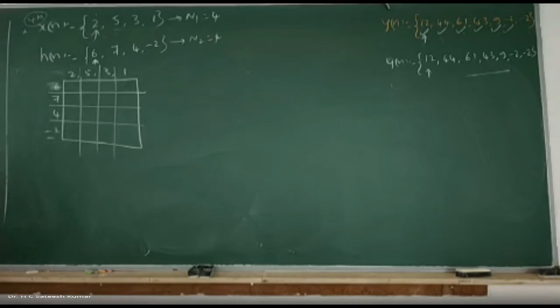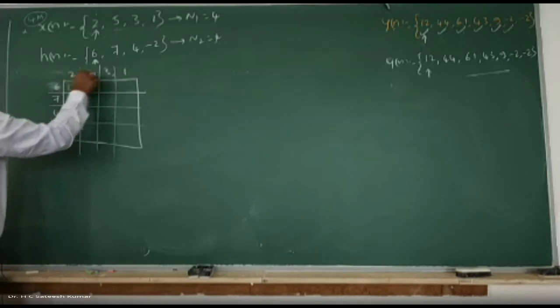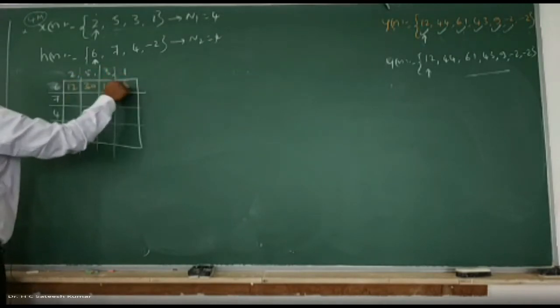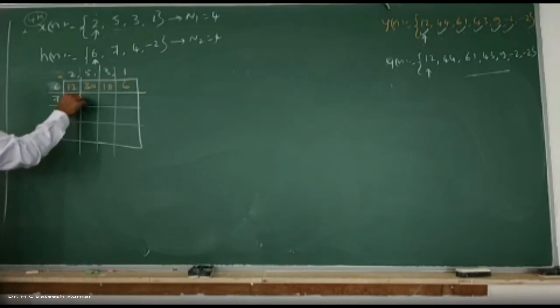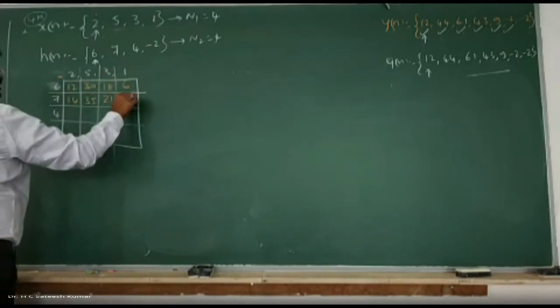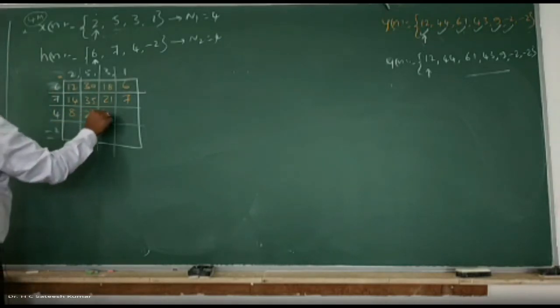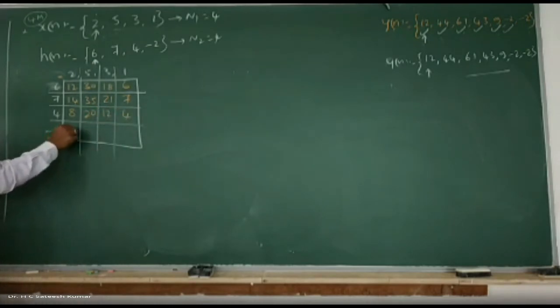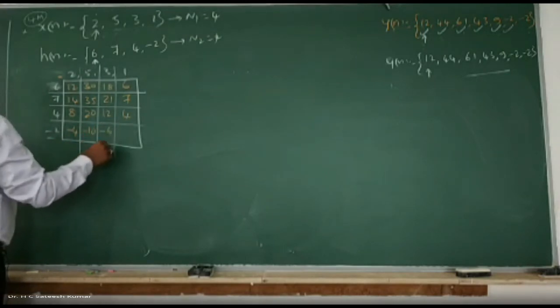So now you write down the values. Multiply these two. 6 into 2, 12. 6 into 5, 30. 6 into 3, 18. 6 into 1, 6. Multiply these two. So 7 into 2, 14. 35. 7 into 3, 21. 7. Next, 4 into 2, 8. 4 into 5, 20. 4 into 3, 12. 4 into 1 is 4. Next, minus 4 and minus 10 and minus 6 and minus 2.